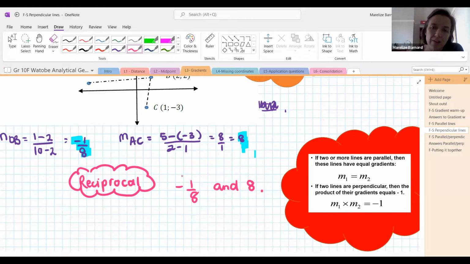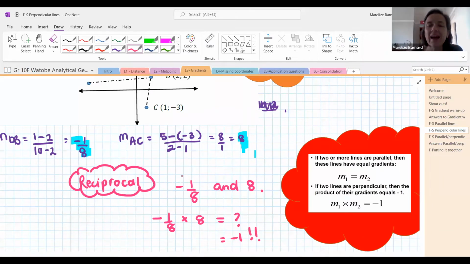Okay, so the reciprocal, so if we look at the two, -1/8 and 8. And also, if we take those numbers and we multiply them together, what do we get? What do we get when we multiply -1/8 and 8 together? Put it in the chat if you know. It's not hard. You get -1, that's right.